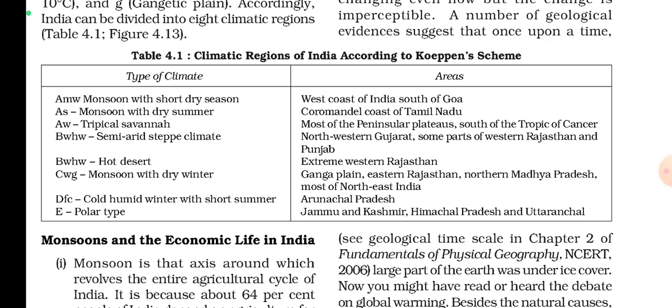AW: tropical savanna, most of the peninsula plateau south of the Tropic of Cancer. BSHW: semi-arid steppe climate, northwestern Gujarat, some parts of western Rajasthan and Punjab. BWHW: hot desert, extreme western Rajasthan. CWG: monsoon with dry winter, Ganga plain, eastern Rajasthan, northern Madhya Pradesh and most of northeast India.